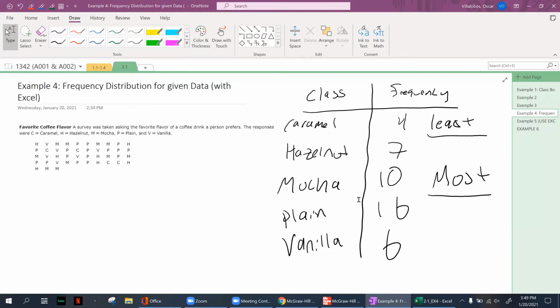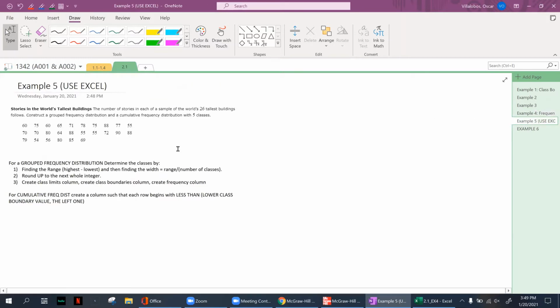Okay, so we're back here. So that's how we use the frequency distribution for given data, without Excel and with Excel. Now let's jump to example 5.